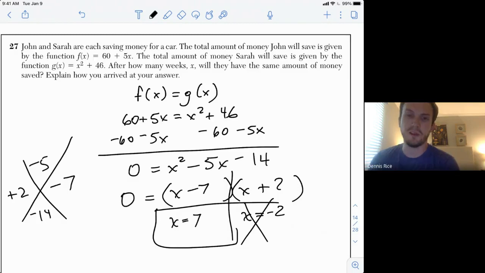We kept saying you could do this on your calculator. How would you? Same thing, because you know it's a nice answer. Type f of x and g of x into y equals, go to your table and just look to see where the y values are the same. You'll notice when x is 7, they both have an output of, what is it, 95?